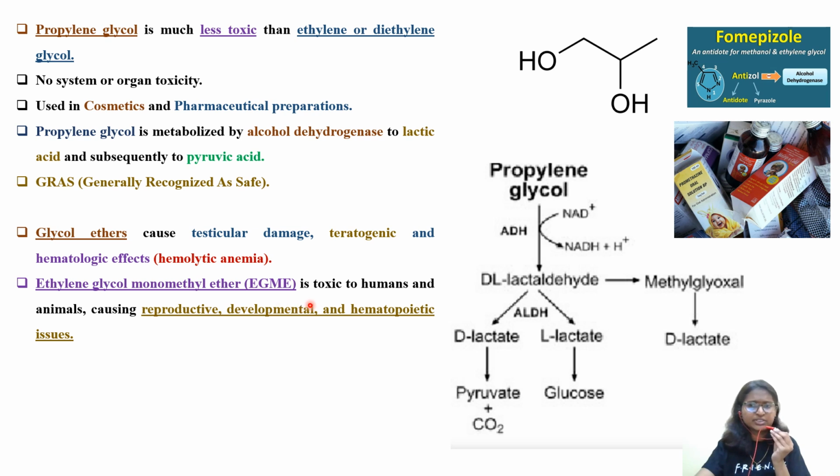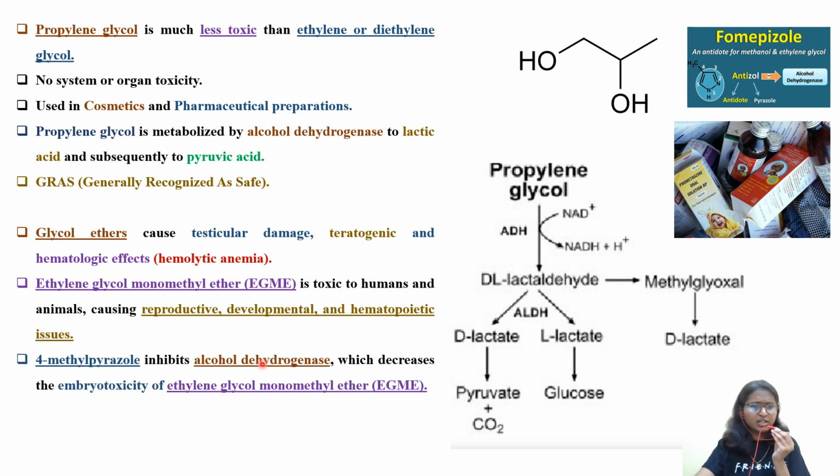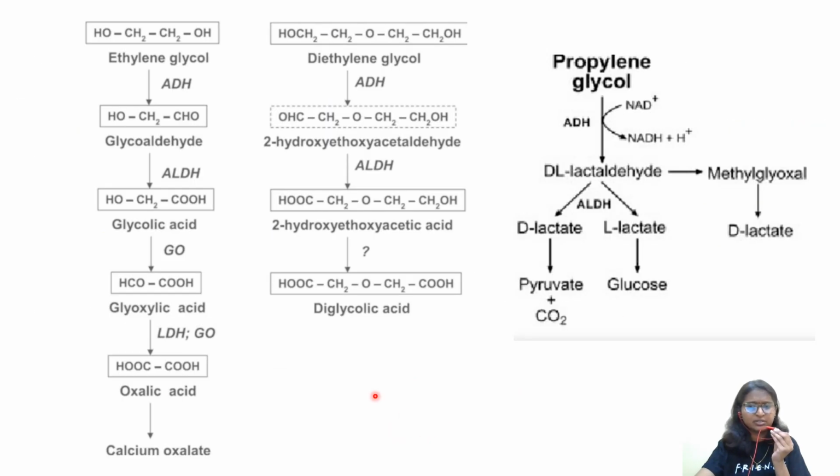So there will be kidney toxicity. Recently you might have come across one case in Africa where children died because of this. These cough syrups contained these glycols, because of which there was kidney toxicity. So read about this. This incident was only one to two years back. Okay, 4-methyl pyrazole, fomepizole, inhibits alcohol dehydrogenase, which decreases the embryotoxicity of EGME. So whenever there is EGME toxicity, you should administer 4-methyl pyrazole, which acts as an antidote. Propylene glycol ether is safe. As I said, PG is given GRAS status by the FDA.